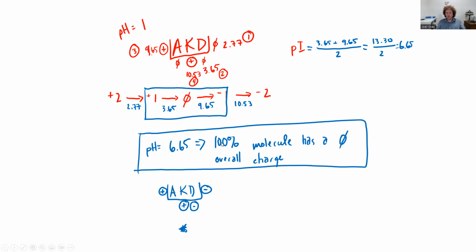All right, well, I hope this is helpful. The same thing applies for a tripeptide, a tetrapeptide, pentapeptide, dodecapeptide, and a single amino acid. What you need to do is find the two pKa's that flank your 0 overall charge. So what pKa gives you a molecule going from +1 to 0, and what pKa gives you a molecule going from 0 to -1. That's all there is to it.